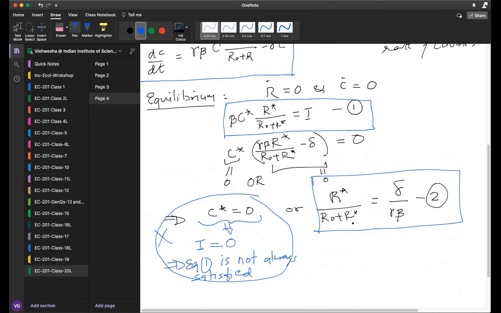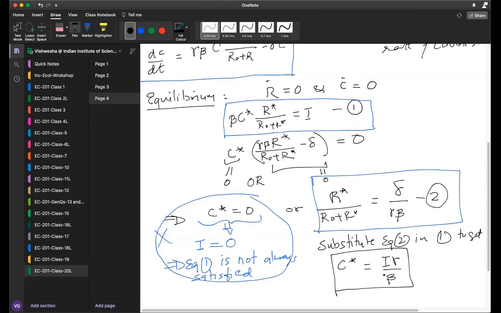Since R star divided by R0 plus R star is delta by gamma beta, I can substitute equation 2 in equation 1 to get C star equal to, beta cancels out, and correct me if I'm wrong, I gamma by beta, by delta. Oh, thank you.